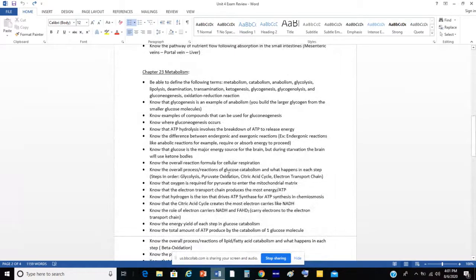And then in chapter 23, we hit more of the metabolism, because this is metabolism. We hit more of what happens after you eat and absorb your nutrients. After you drop your nutrients in the bloodstream, what happens? Okay. And like always, you know this stuff. You just don't know the fancy names.